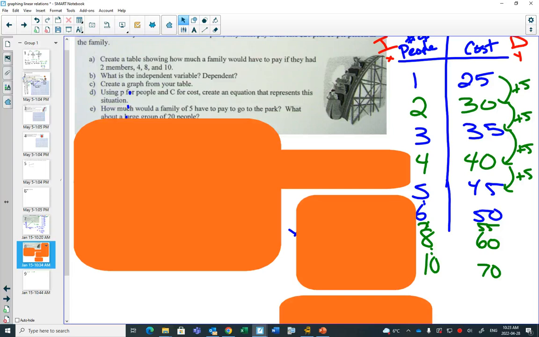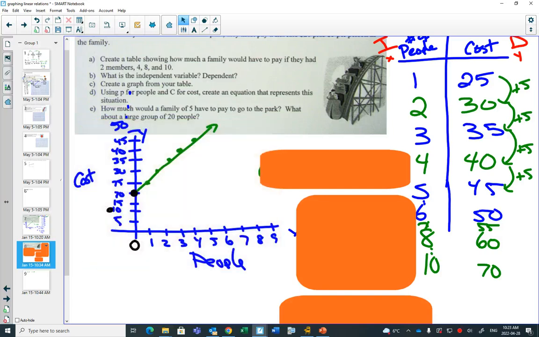So what is the independent variable? The number of people. What is the dependent variable? The cost. Question C, create a graph from your table. So now you make sure people is down here, label that, cost is here, and you have to decide what each of your graph grids on your paper will be.